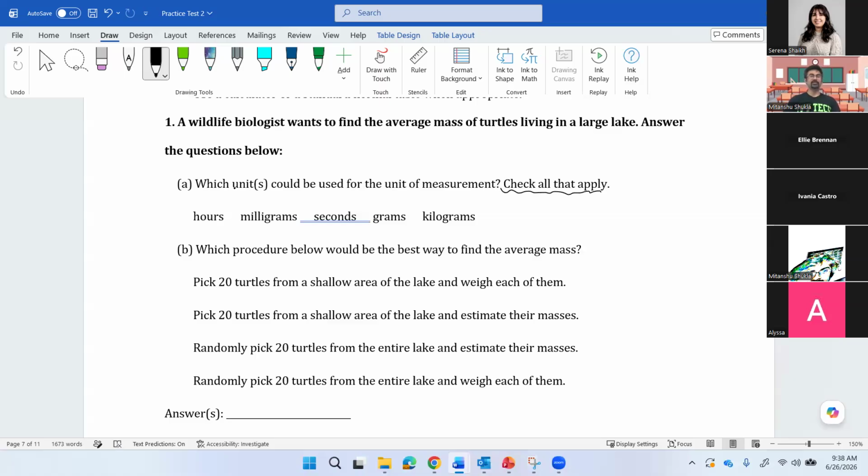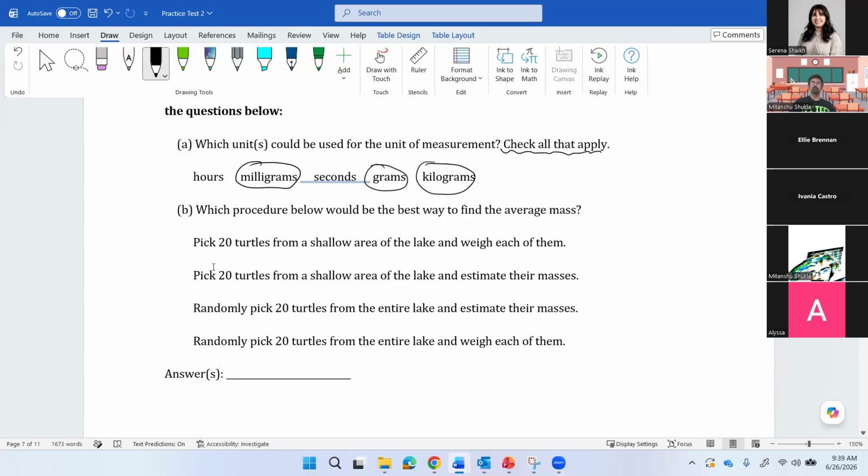Yeah, thank you, Alyssa. Yes, absolutely. We've got some milligrams, grams, and kilograms. I can measure the mass of the turtles. I guess it wasn't fish, it was turtles. But yeah, it's mass, right? So that's what I can do.